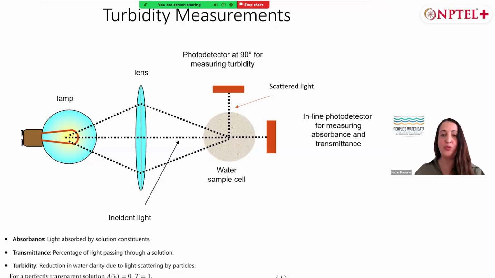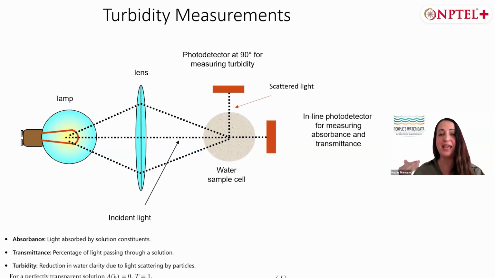Now, absorbance relates to the dissolved constituents in water that absorb the light. For example, humic matter or natural organic matter, all these compounds can absorb the light. Turbidity is not caused by dissolved constituents. It's only caused by particles in water, and mainly by small particles, as we will see soon. So a water that is perfectly transparent will have zero absorbance and 100% transmittance.